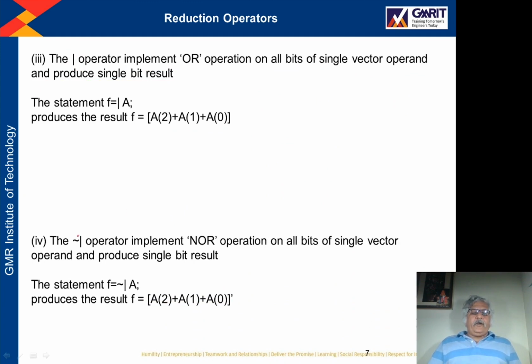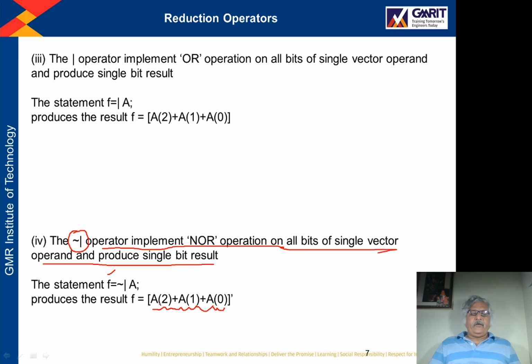Now here we have this tilde and vertical bar together. So this operator implements NOR operation, right? NOR operation on all bits of a single vector operand and produces a single bit result. So let us assume the statement is F is equal to tilde vertical bar A. So what it will do? A2 or A1 or A0.